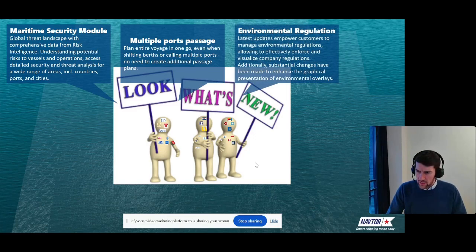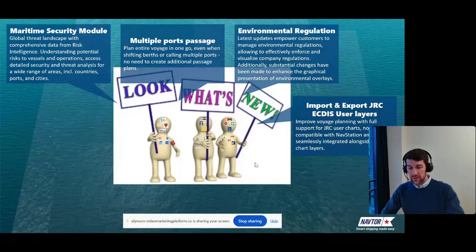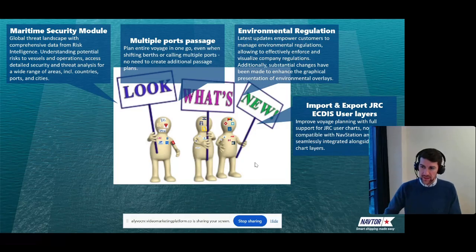Environmental regulation got also improved. So we implemented some new zones. We fixed some presentation things, and we also implemented the company rules. So now your shipping company can actually create a rule and send it over to your NavStation navbox. GRC user layers format is now supported, meaning that from now onwards, NavStation can actually handle both Actisys user layers formats for UNO and GRC.